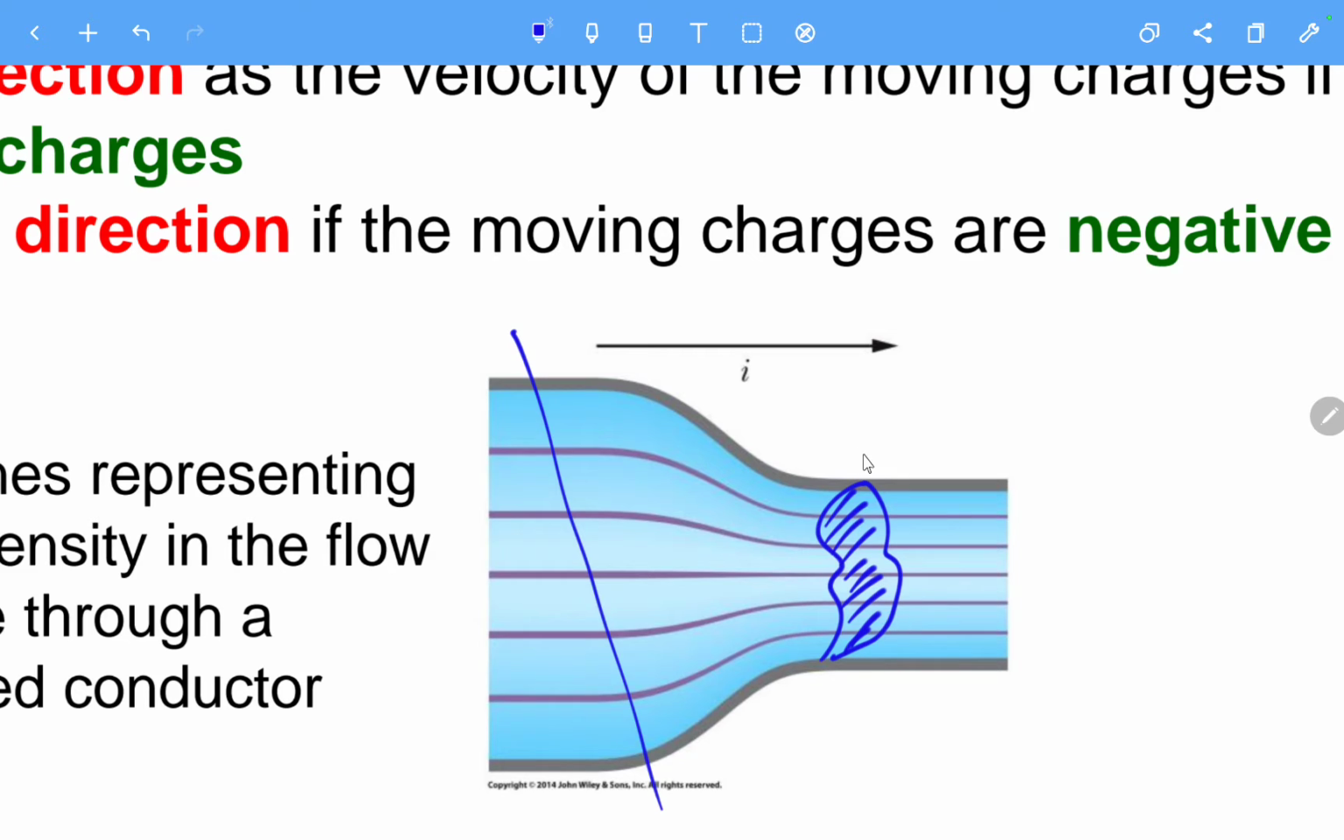So maybe if I just cut the wire like this, then this surface is bounded by this path, and then by this contour. And then maybe you can just integrate J dot dA over the whole surface, and then you will get the current going through this wire.